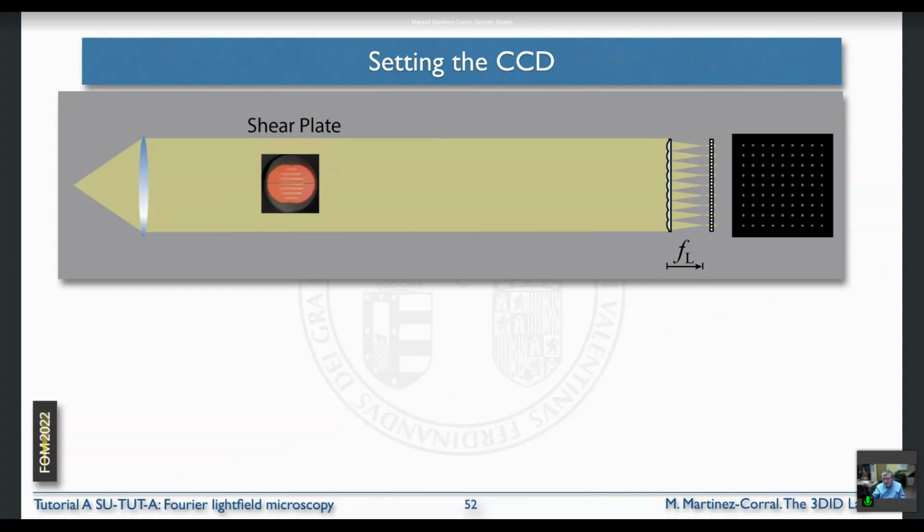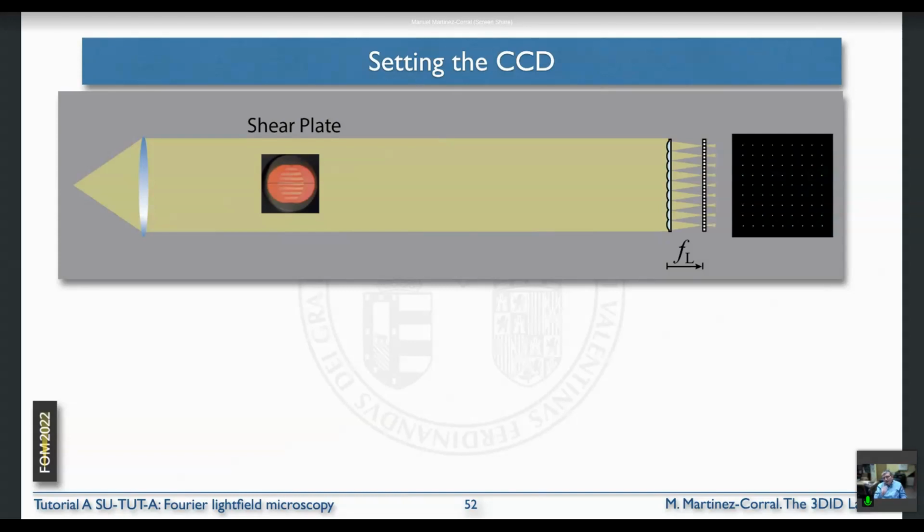We have the microlens array, and we have the sensor. And of course, the first thing we need to do is to displace the sensor with respect to the microlens array to make sure that the sensor is in the back focal plane of the microlens array. So this is okay. This is quite accurate.